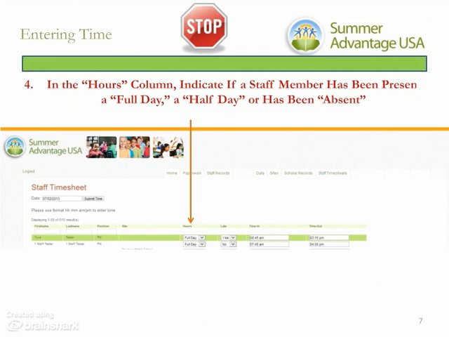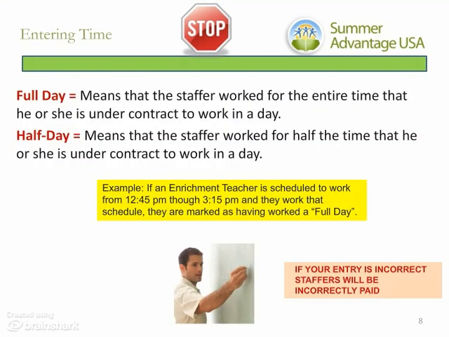After you have selected the day, please go to the hours column and indicate whether the staff member was present for the full day, for a half day, or was absent. A full day means that the staffer worked for the entire time that he or she is under contract to work in a day. A half day means that the staffer worked for half the time that he or she is under contract to work in a day.